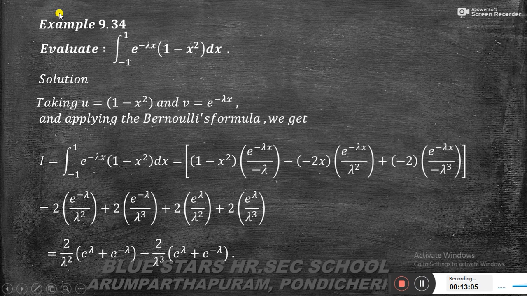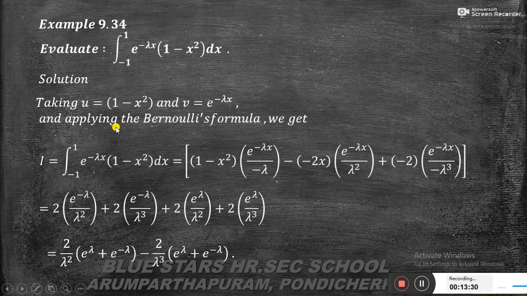So now let us discuss the example 9.34. Evaluate the integral from minus 1 to plus 1 of e power minus lambda x into 1 minus x square dx. You see there are two functions, one is e power minus lambda x, another one is 1 minus x square. The x functions I take as u equal to 1 minus x square, and v equal to e power minus lambda x.